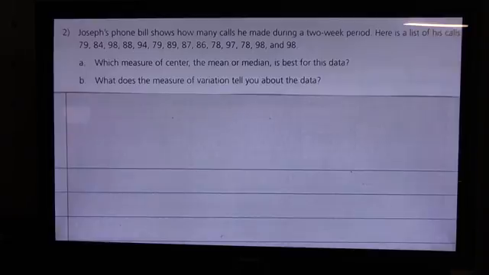So for part A, I would say my measure of center that's best for this data is mean, and for B, because we are using mean as our measure of center, for our measure of variation we want to use mean absolute deviation. Had we chosen median, we would have wanted to use the interquartile range. But since we're using mean as our measure of center, our measure of variation is going to be mean absolute deviation. And I'm going to show you all how to do this step by step.